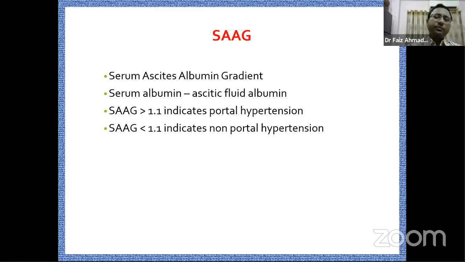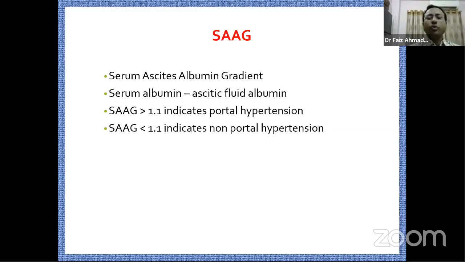So we measure the blood albumin, and for the ascitic fluid, as you know, we do different studies, cytology and biochemistry, where we usually measure protein, but here we need to measure albumin. We subtract the ascitic albumin from the serum albumin, and if that value is more than 1.1, that indicates that this ascites is due to portal hypertension. But if the SAAG value is less than 1.1, this indicates that this ascites is due to non-portal hypertension.